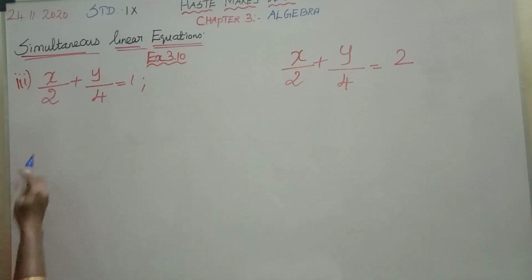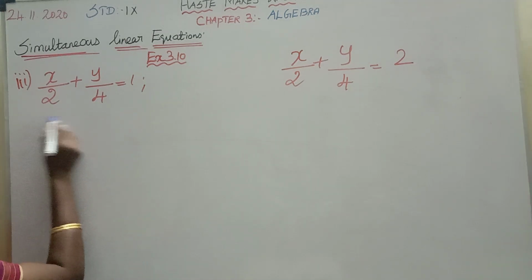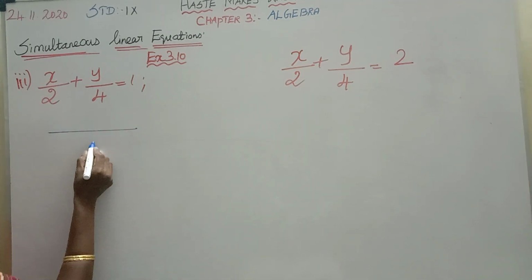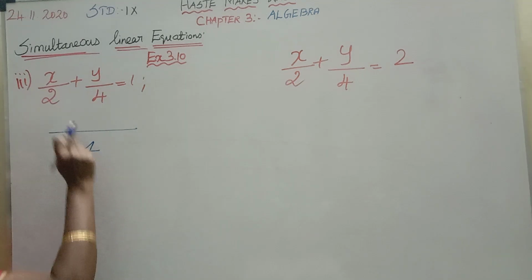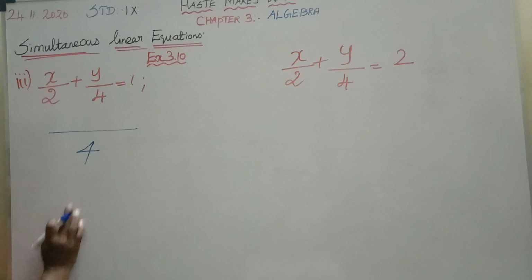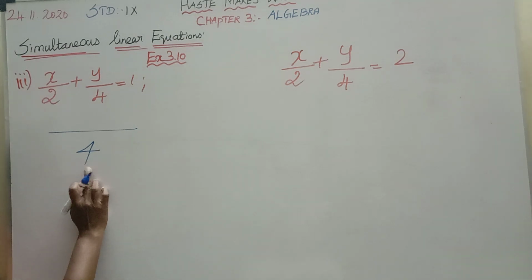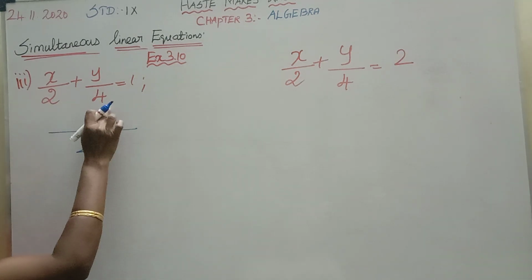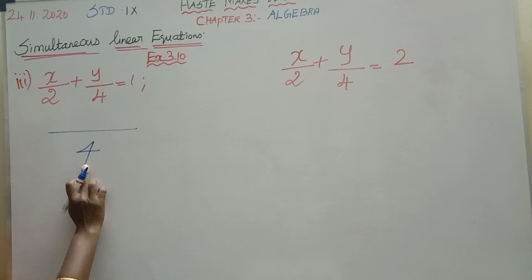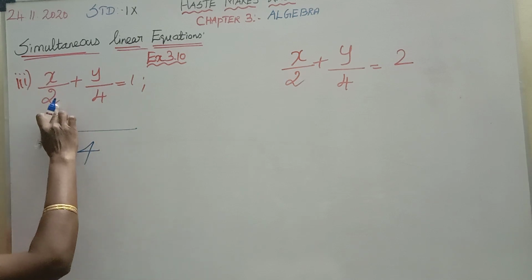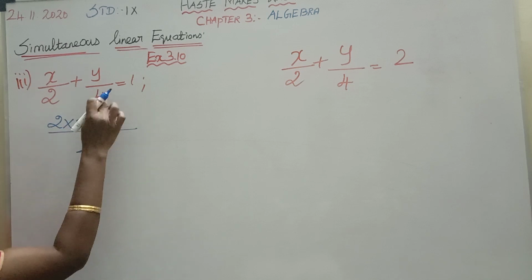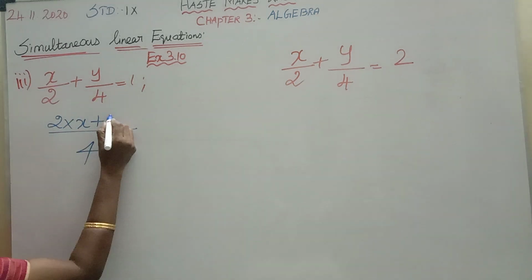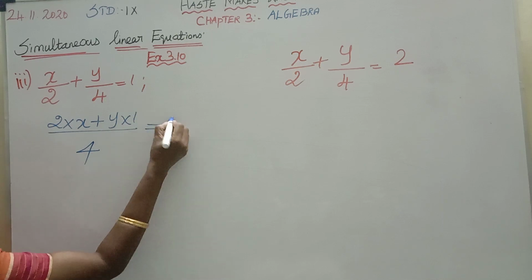So first you take the LCM of this one. What is the LCM of these two numbers, 2 and 4? 4. Okay, now here 4 by 2, we are getting what? This is a basic thing. What is the LCM of 2, 4? 4. Now 4 divided by this 2, you are getting 2. So here 2 into x plus 4 by 4, 1, so y into 1 is equal to 1 now.